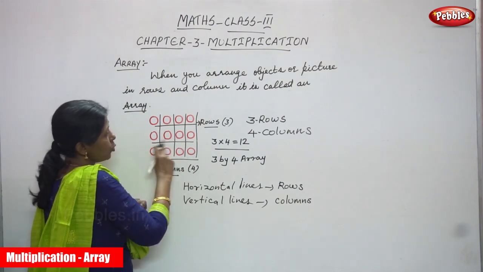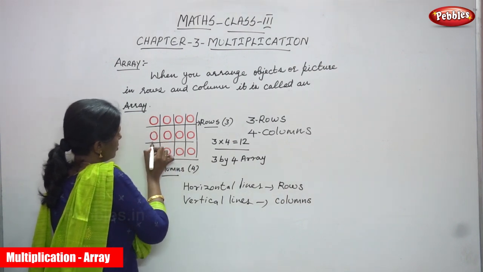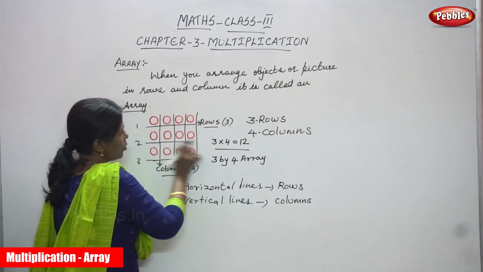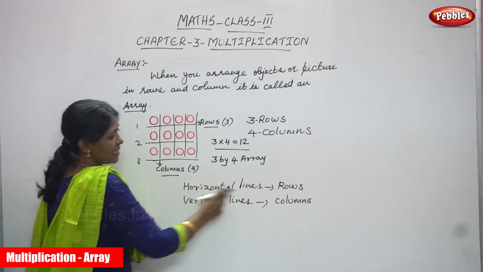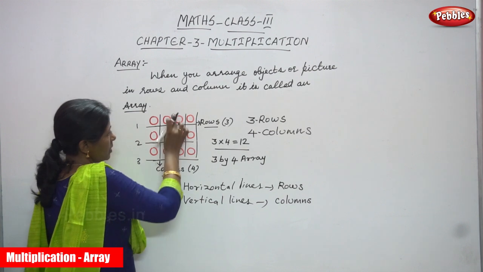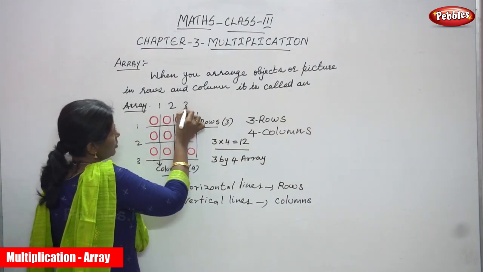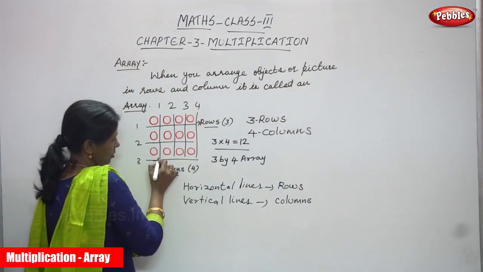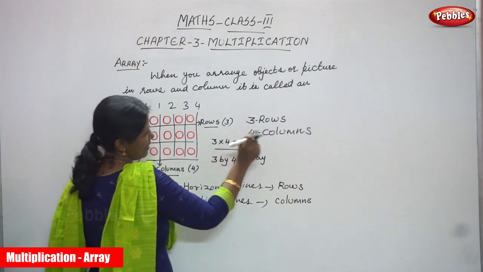So how many rows? 1 row, 2 rows, 3 rows. So horizontal lines are called rows. And vertical lines: 1 column, 2 columns, 3 columns, and 4 columns. That is 1, 2, 3 and 4. This is called columns, and 4 columns. So 3 rows and 4 columns.